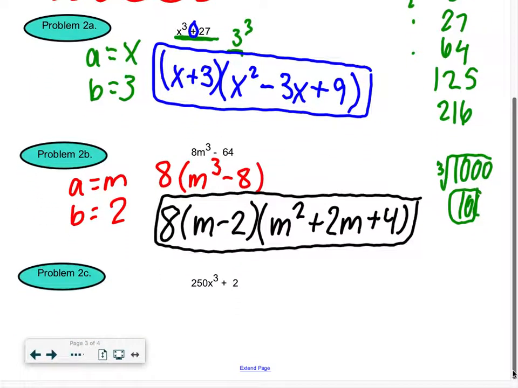Okay, next one. 250x cubed plus 2. What do they have in common? 2. Let's pull a 2 out. So I'm left with 125x cubed plus 1.